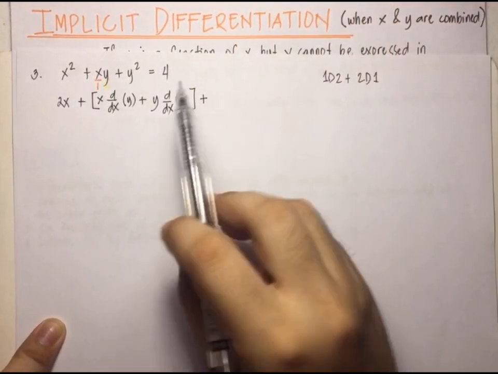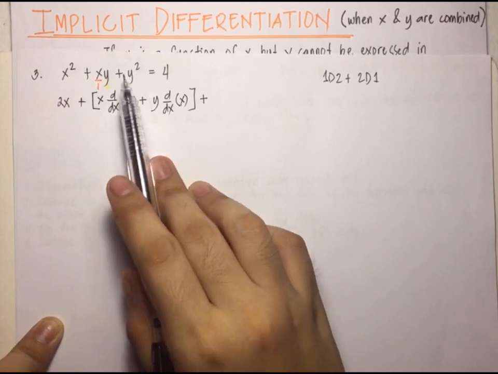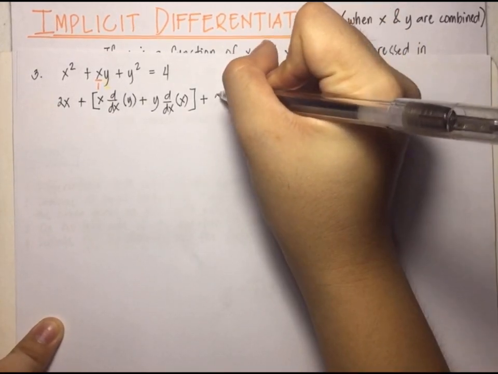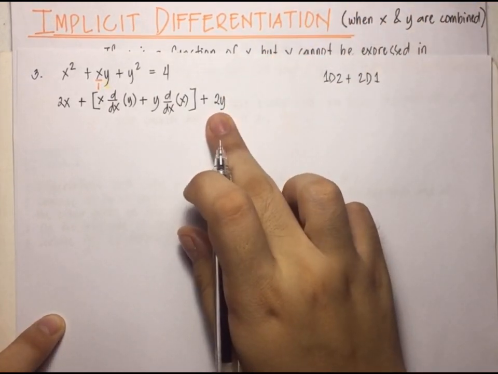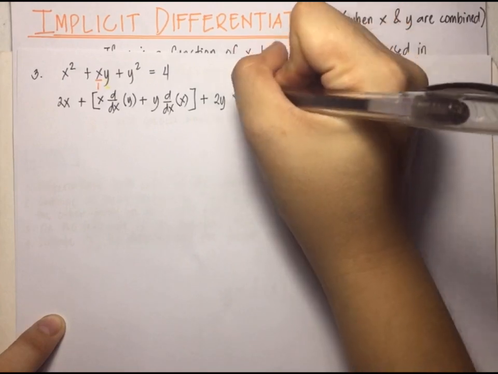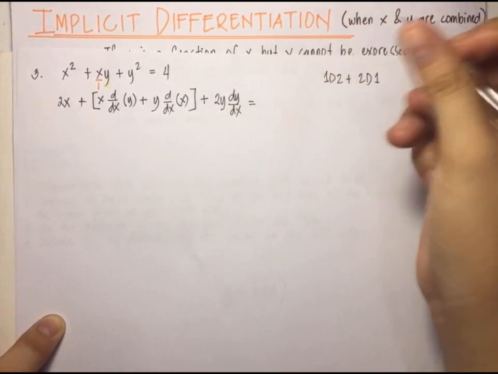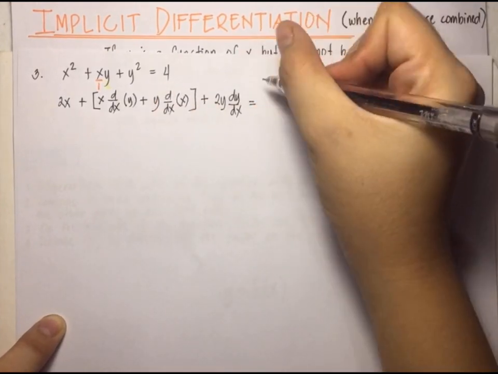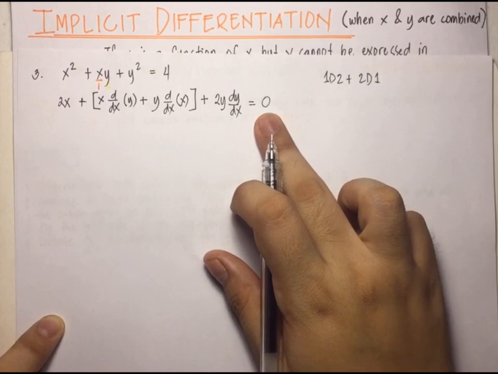plus find the derivative of the third term, y squared, by applying power rule. So we have 2 times y. Since this is y, do not forget to multiply it by dy over dx, equals derivative of 4 is 0. Derivative of a constant is 0.